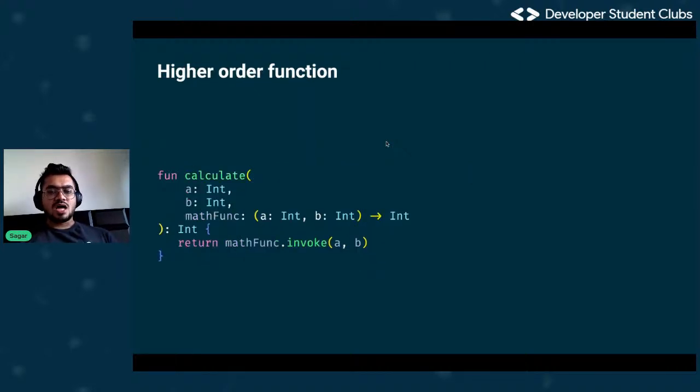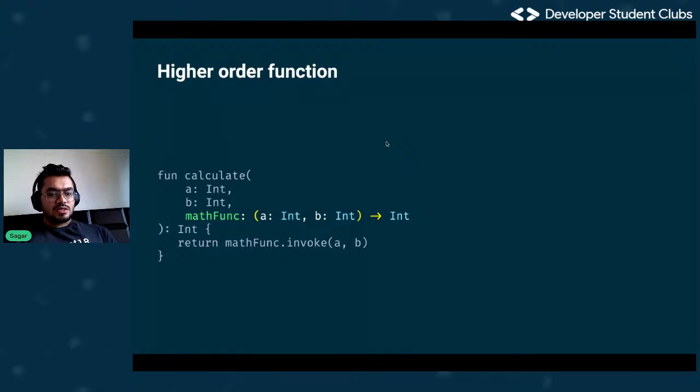Another great feature is the higher order function. So Kotlin treats functional programming as a first class citizen. So you can pass a function to another function. In this case, the calculate function is accepting a math function, which takes two integers, and it's simply invoking that function and returning the integer.